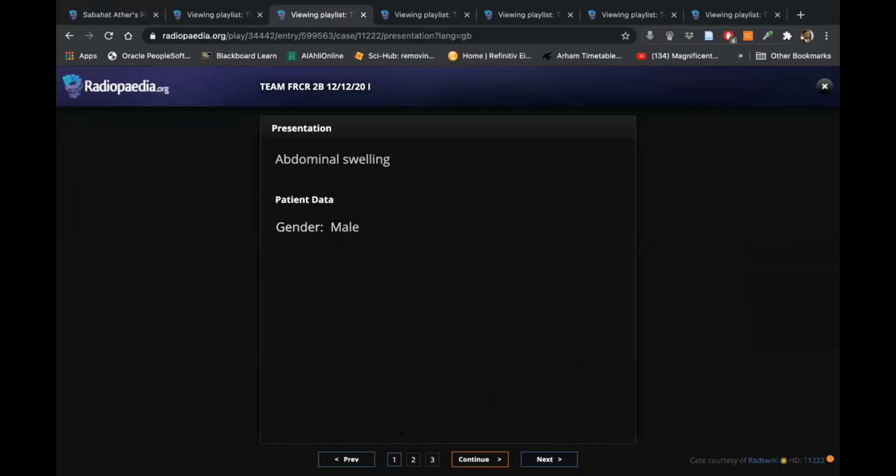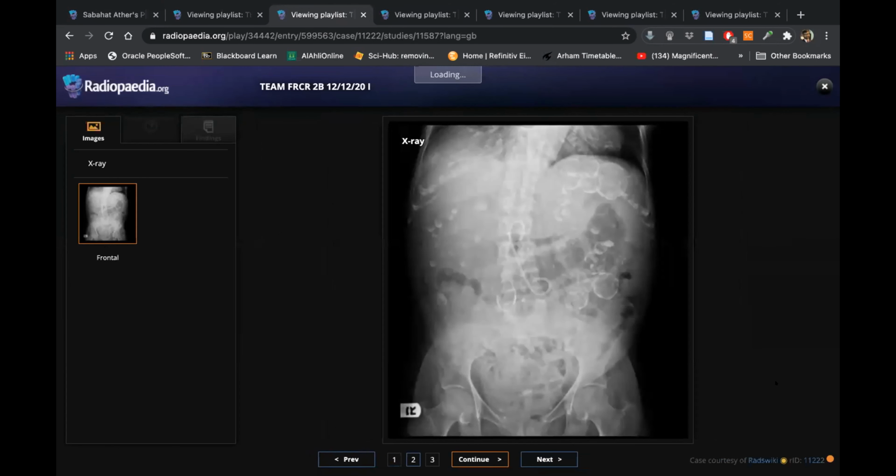You're doing abdominal swelling in a male patient. So I'm provided with the abdominal X-ray of abdominal swelling in a male patient. I can see multiple calcified foci present within the abdomen, some of which appear to be distributed within the peritoneum. There are some well-defined rounded densities present in the left hypochondrial region.